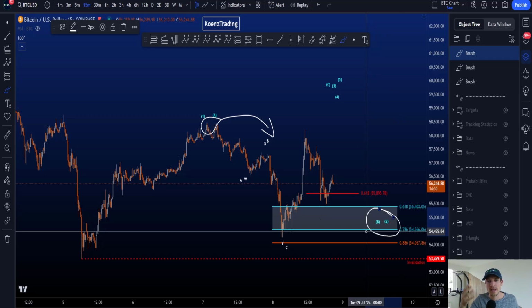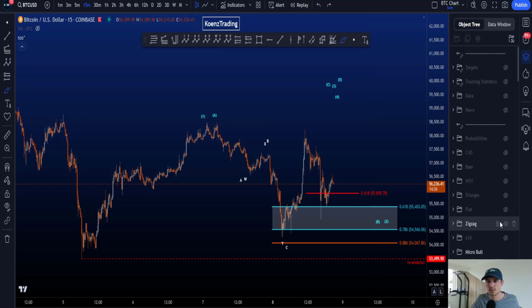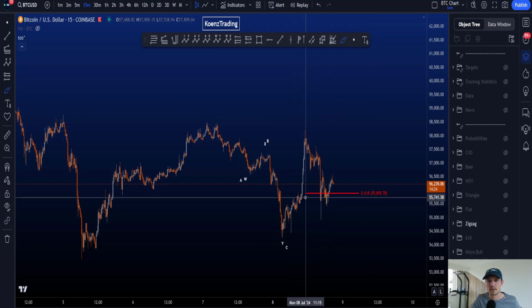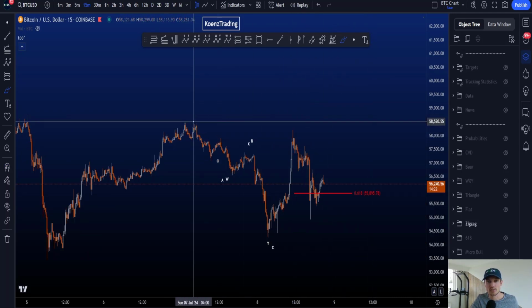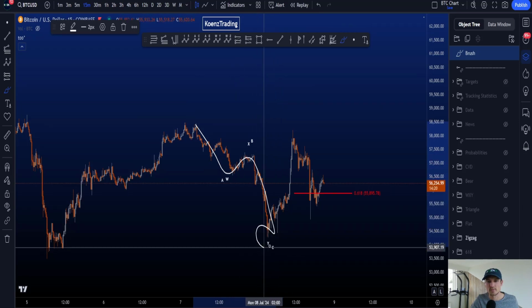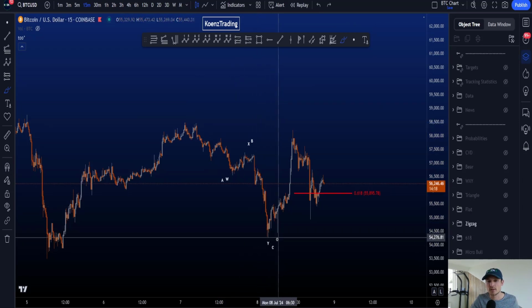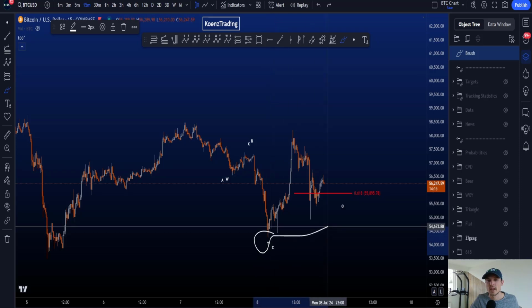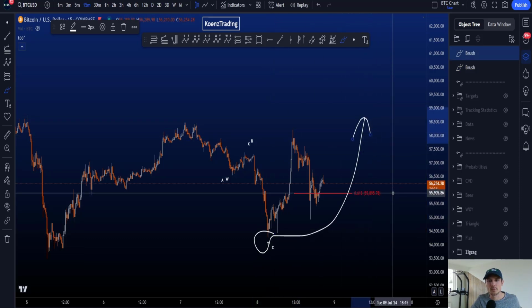So the main question is, can we count a finished structure in a wave B or 2? Now currently, if we would look at a zigzag structure, an ABC or a WXY finishing over here, then okay, this is your end of 2 or B, and we want to count an impulsive structure to the upside.